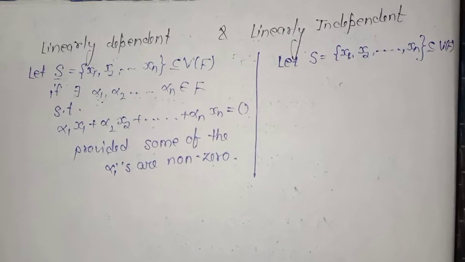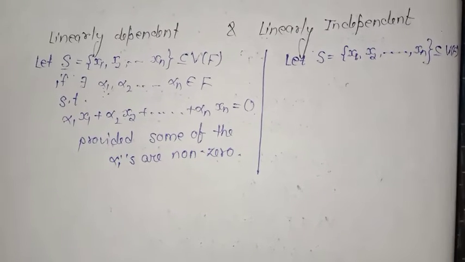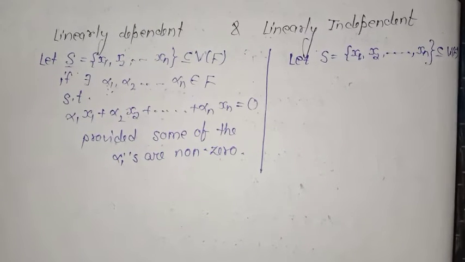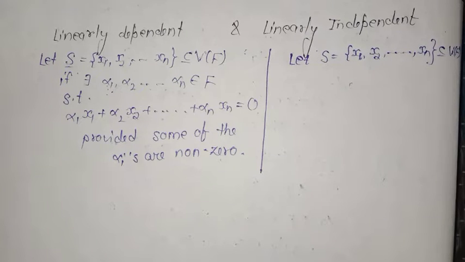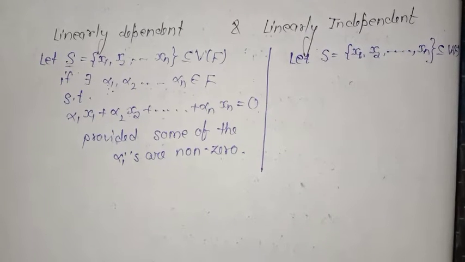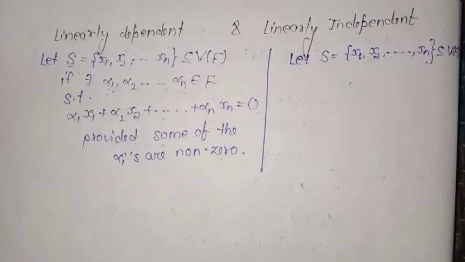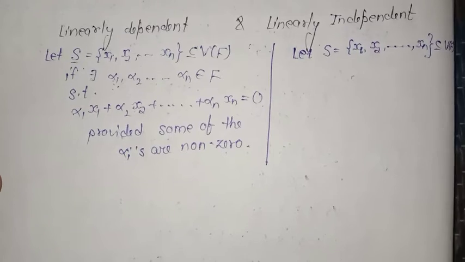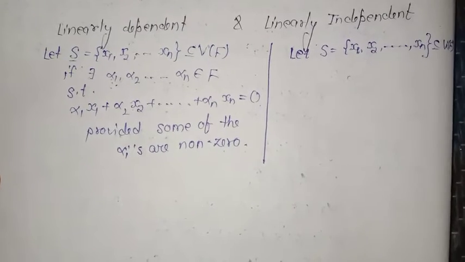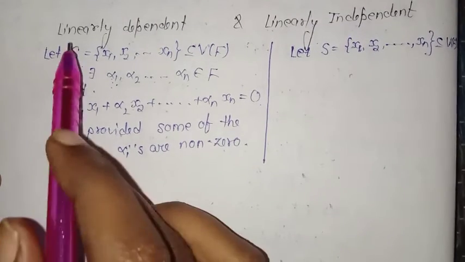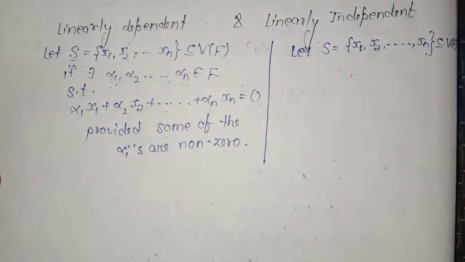In my last video, I was discussing linearly dependent and linearly independent sets of vectors. I told you the definition as well as some examples of linearly dependent and linearly independent sets of vectors. Today, I'll first revise the definition and then I'll take some more examples of linearly dependent and linearly independent sets of vectors. So let's start with the definition of linearly dependent set.